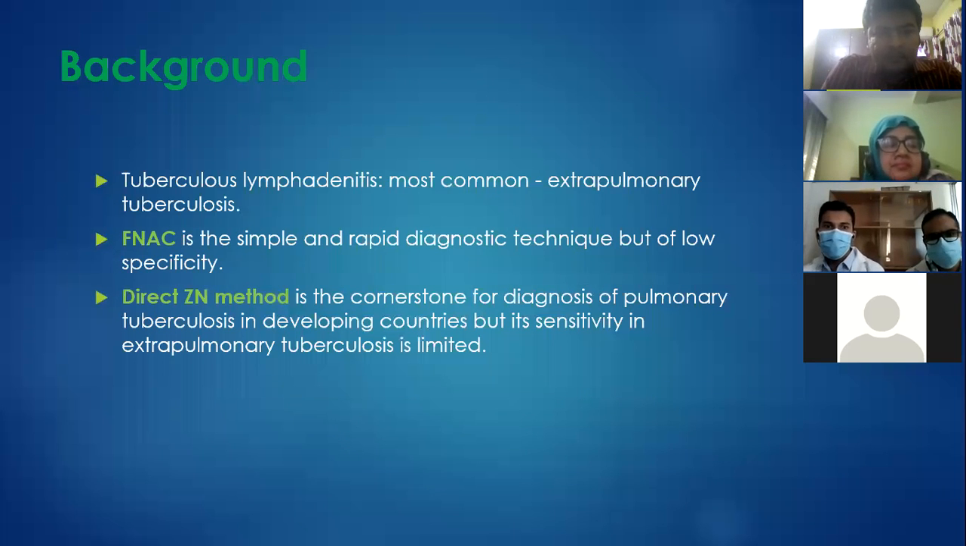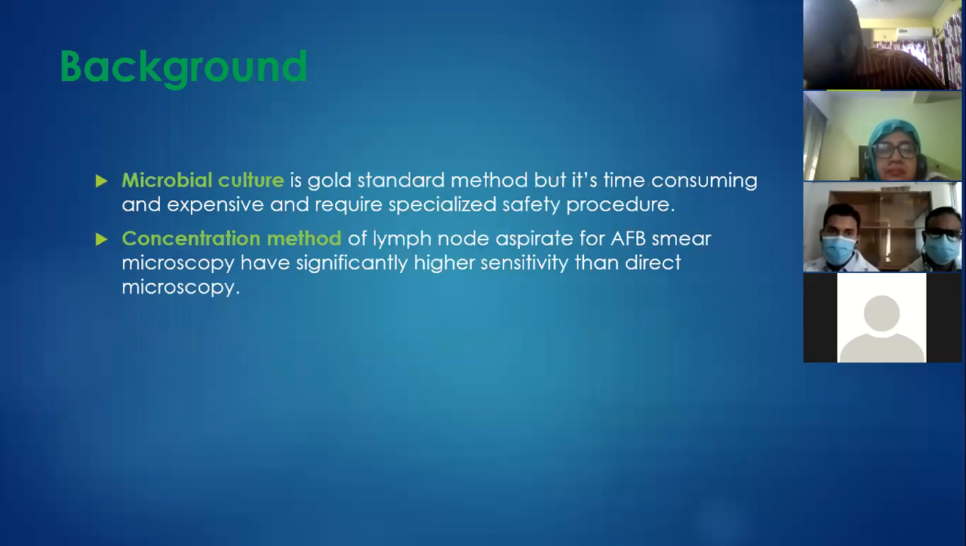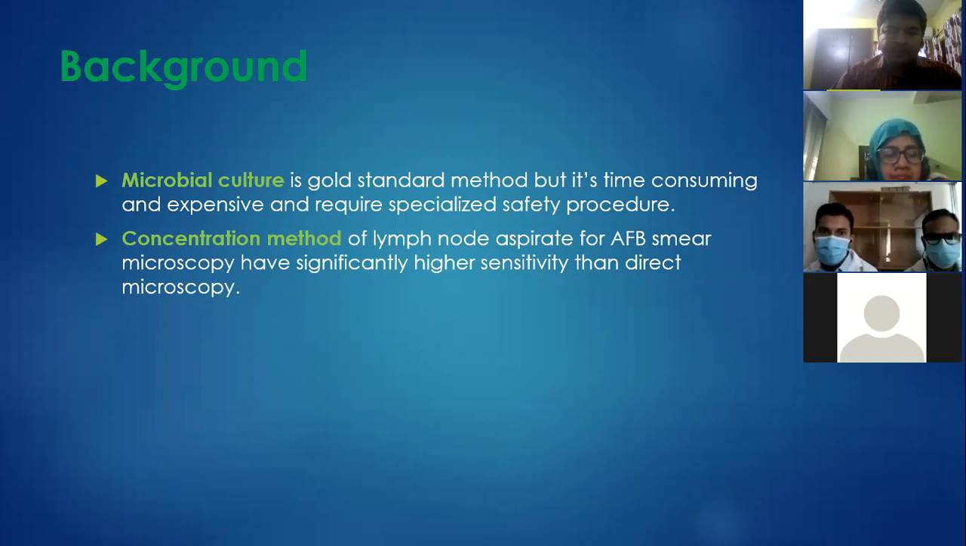Now, background. Tuberculous lymphadenitis is the most common extrapulmonary tuberculosis. FNAC is a simple and rapid diagnostic technique, but of low specificity. The direct Ziehl-Neelsen method is the cornerstone for diagnosis of pulmonary tuberculosis in developing countries, but its sensitivity in extrapulmonary tuberculosis is limited. Microbial culture is the gold standard method, but it is time consuming and expensive and requires specialized safety procedures. Concentration method of lymph node aspirate for AFB smear microscopy has significantly higher sensitivity than direct microscopy.